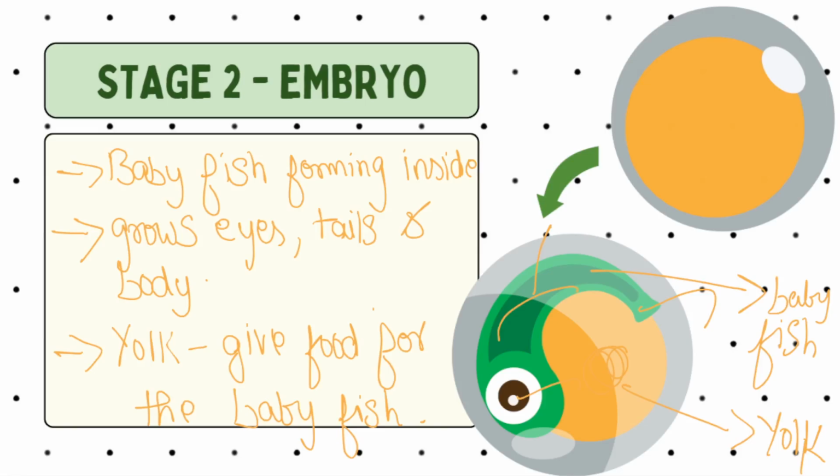What is stage 2 all about? The baby fish is growing inside and we can see the eyes, tail and the whole body of the baby fish. Then there is a yellow part which is called yolk. What does it do? It gives food for the baby fish.